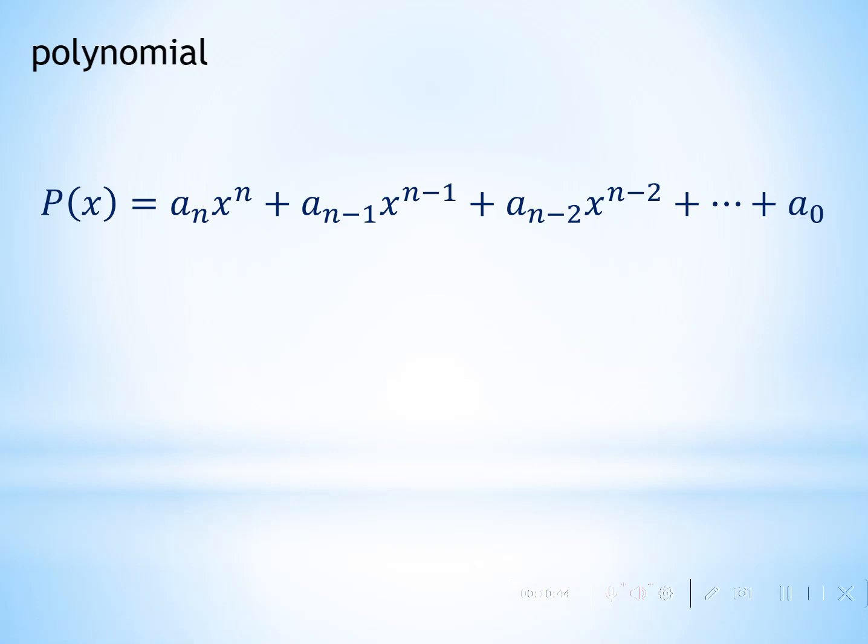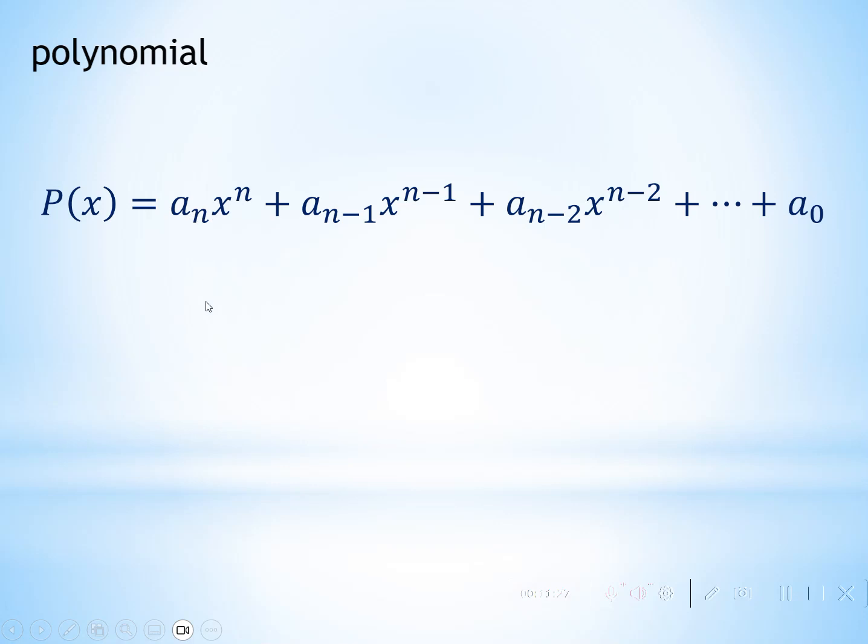The greatest power determines the degree of the polynomial. For example, if the greatest power n equals 3, the polynomial is named a third degree polynomial. If n equals 2, we get a second order polynomial, which is called, as we know, a quadratic function. By the way, the first order polynomial is called a linear function, and the zero order polynomial is a constant function, because x to the power 0 equals 1, so p of x equals only the constant an.